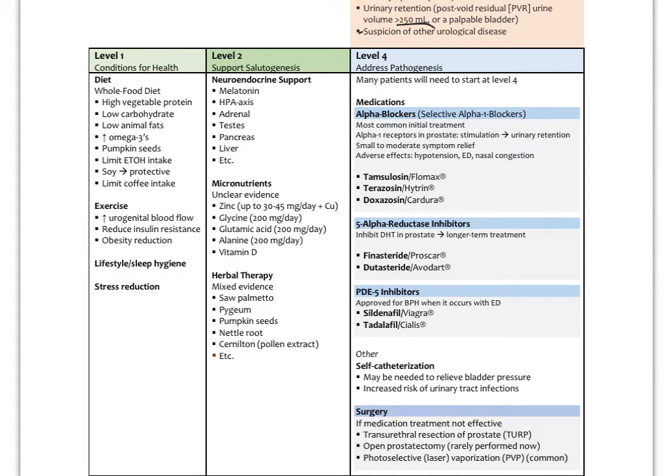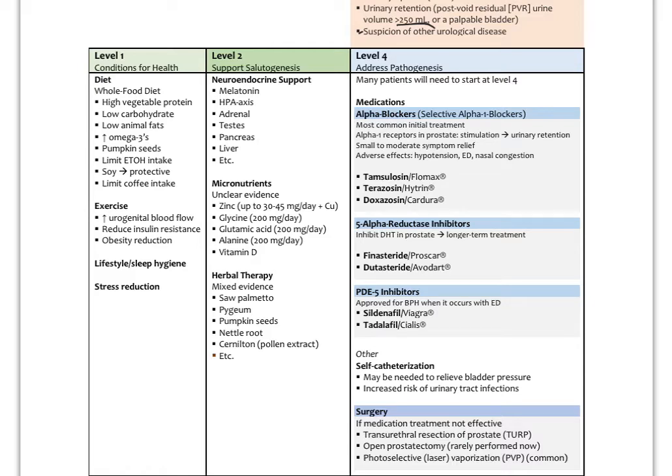So let's look at the therapeutic order for BPH. Again, most patients that are symptomatic, and again, with any evidence of bladder outlet obstruction and urinary retention, we're going to need to think about level 4 therapies here. So let me go through those first.